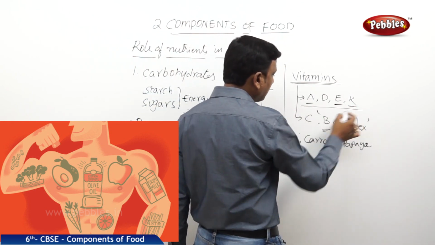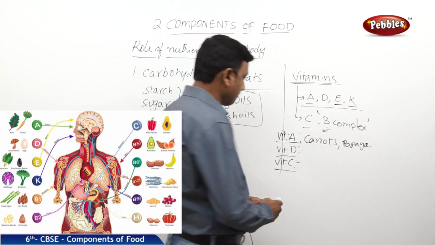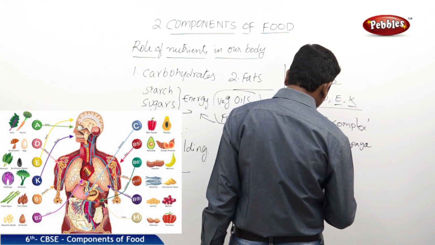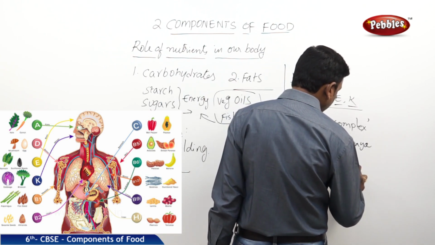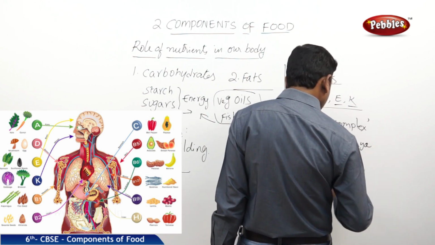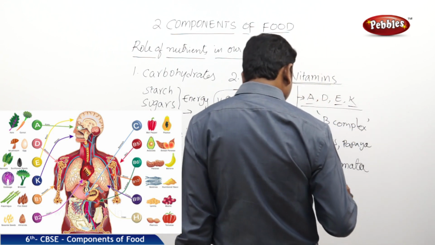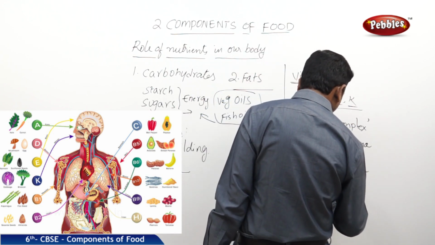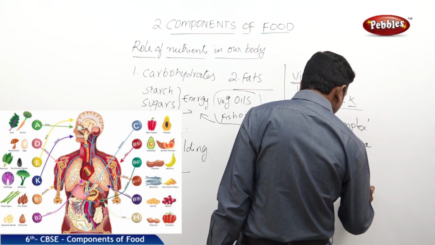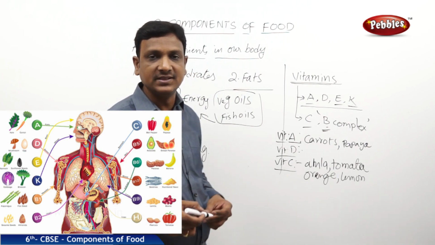Now let us come to the other part, vitamin C and B. So now you see vitamin C. Vitamin C is found in amla, tomato, orange, lemon, guava. In all these fruits, vitamin C is found.